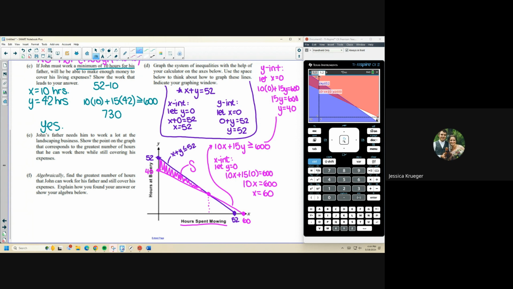So I'm going to go ahead and click Menu, Analyze Graph, Intersection, and I'm going to go to one side and click, go to the other side and click, and I get that my intersection is 36, 16.